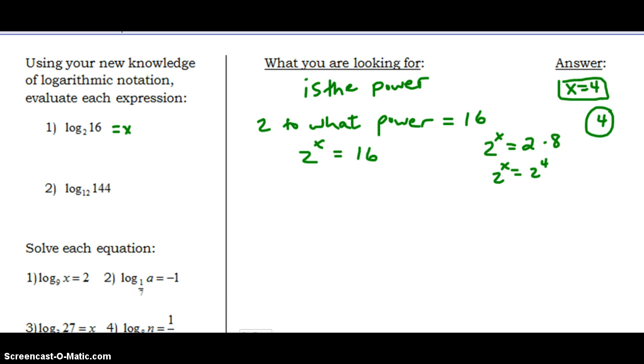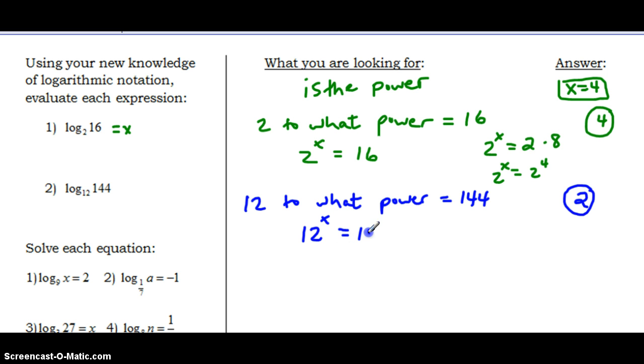Our second problem is even easier because we are very familiar with this. We say 12 to what power is equal to 144? And that's one of our perfect squares. So we know 12 to the second power is equal to 144. So that answer is 2. And if you wanted to write the equation, you'd say 12 to the x is equal to 144. And our answer is 2.